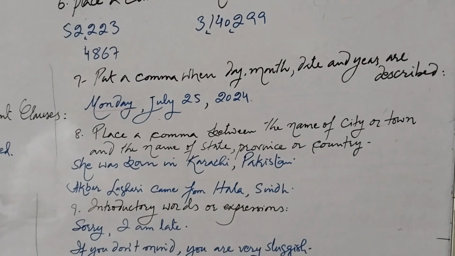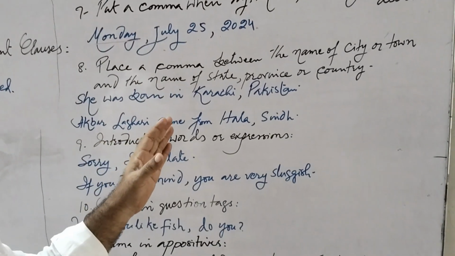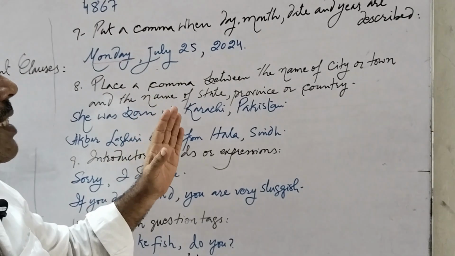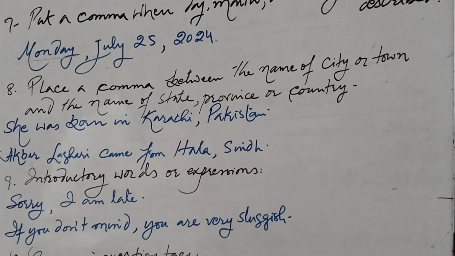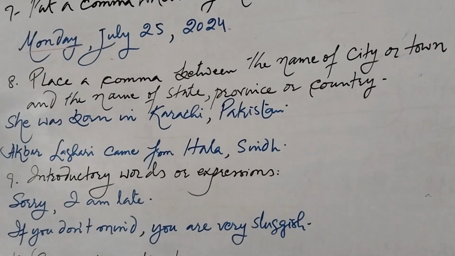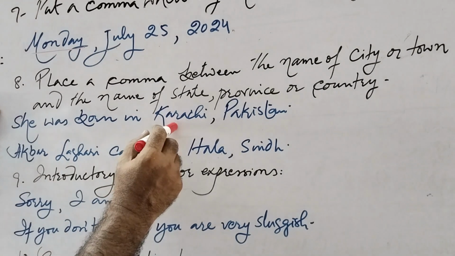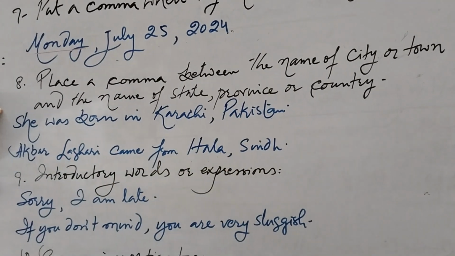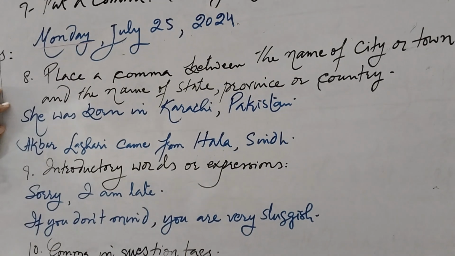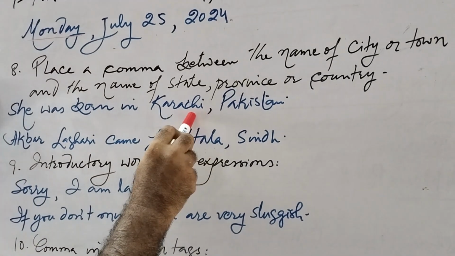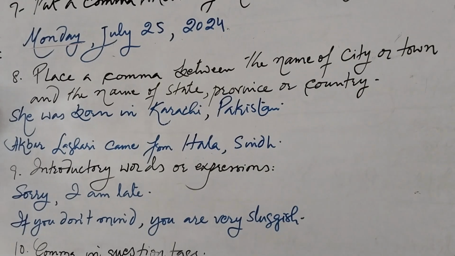We can also place a comma between the names of the city or town and the name of the state or province or the country. We have a sentence here: she was born in Karachi, Pakistan. Karachi is the name of the city and Pakistan is our country. Now we have to separate them. We have to put a comma after Karachi, and then we have to write Pakistan.